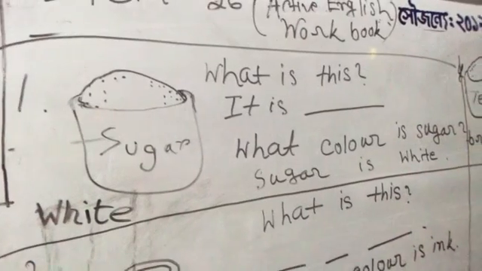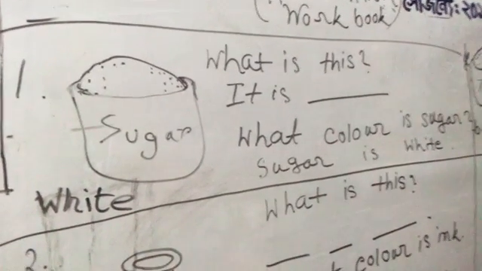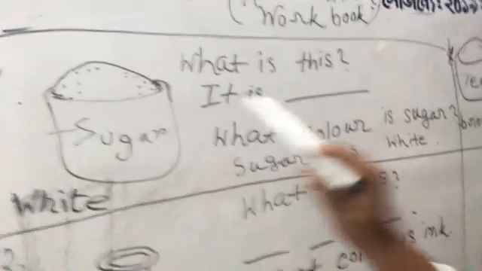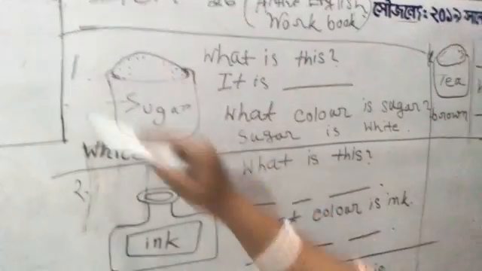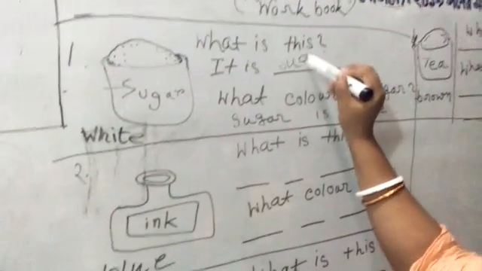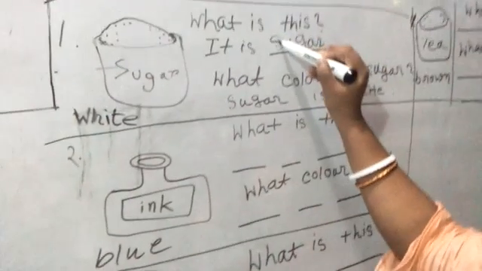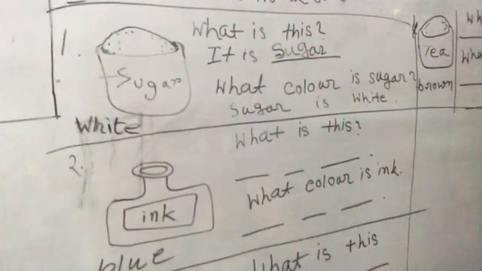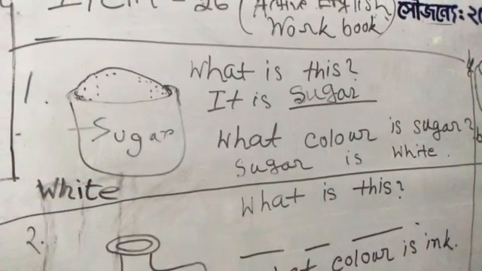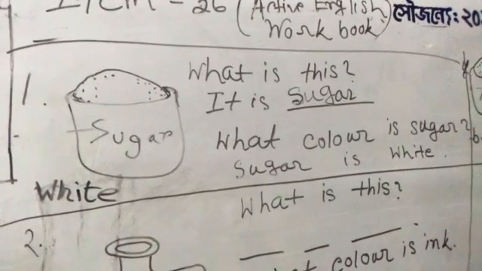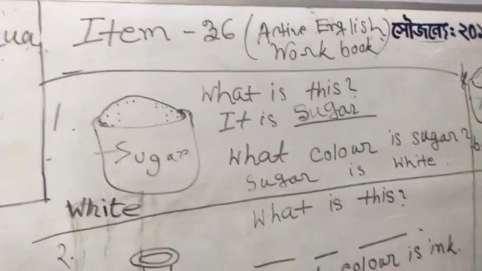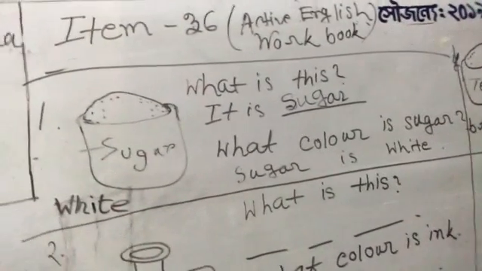Okay. In different examples, you will have different types of question patterns, like what is this? It is what? From this picture we can see it's sugar. So it is sugar. Okay. Then what color is sugar? We all know what color it is. It's white. Have you ever seen any other color of sugar? Yeah, once I saw brown sugar, but it's very rare.